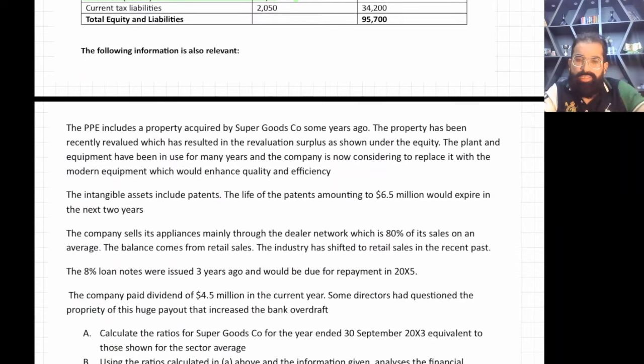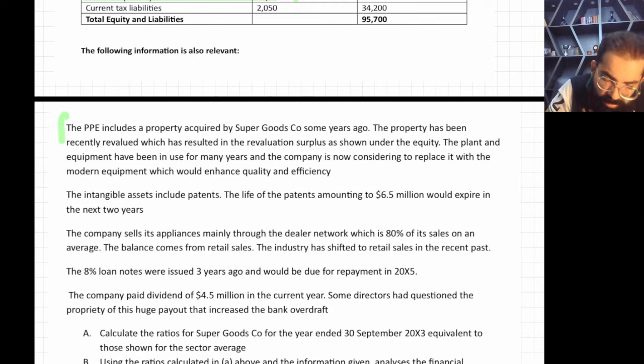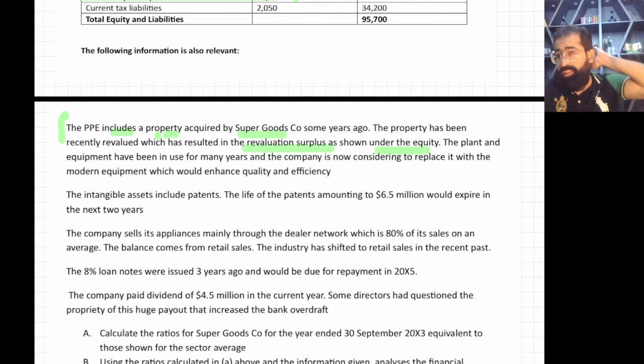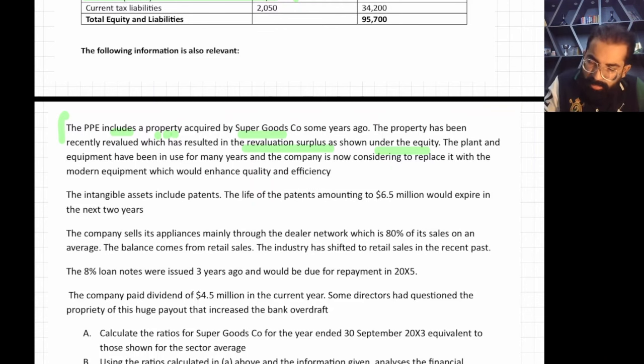Now let's read the notes. This will give you some idea. The PPE includes a property acquired by Super Goods company some years ago. The property has been recently valued, which has resulted in the revaluation surplus as shown under equity. That means there are many things under PPE, so which item is revalued? The property, the building, is revalued.